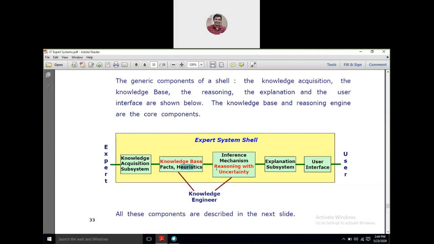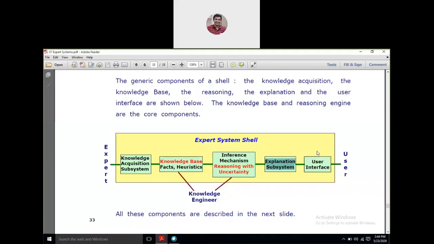The inference mechanism, reasoning with uncertainty. Here we are provided with a set of rules. Now we do have the explanation subsystems. What is the need for the explanation subsystems? I'll be talking about it now. And finally, we do have the user interface, which interacts directly with the user, whosoever is using that particular ES or expert system.